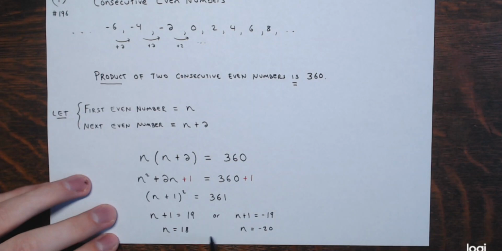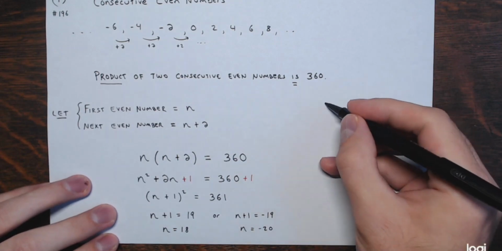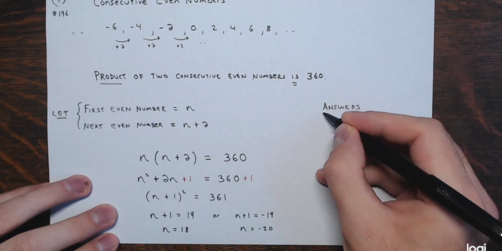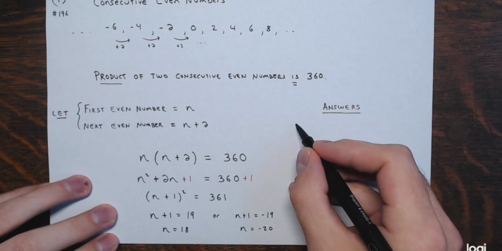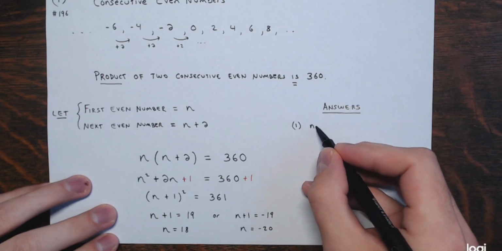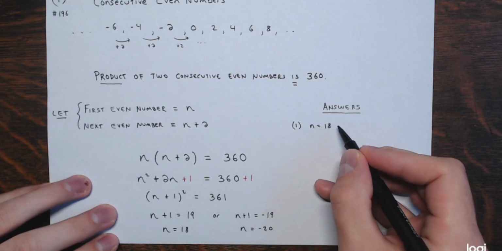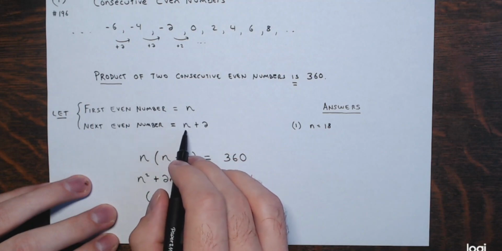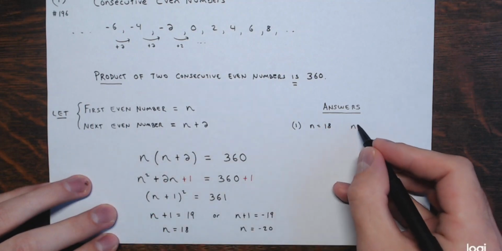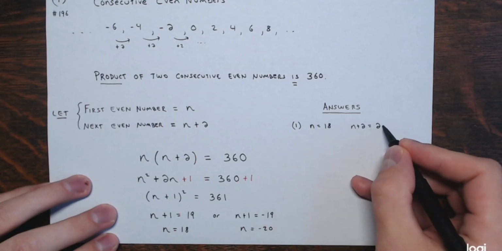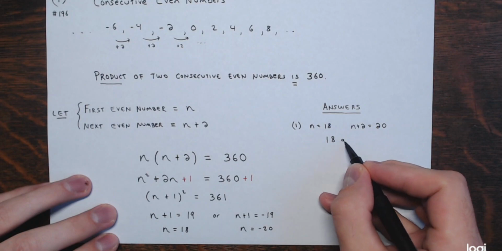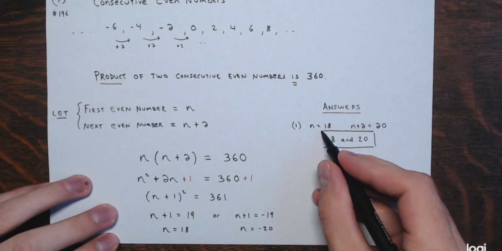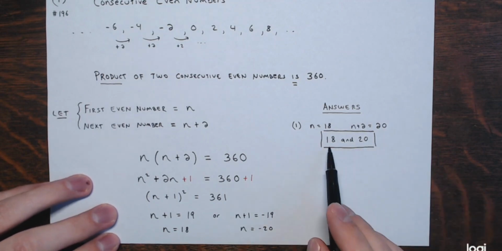Both of these lead me to an answer. So here are the answers to their question, when they say find these numbers. One answer, when n equals 18, that's the first one, n. The next consecutive even number would be n plus 2, right? N plus 2 in this case would be 18 plus 2, that'd be 20. So 18 and 20 is one answer, right? There's two consecutive even numbers, 18 then 20, that multiply to be 360.